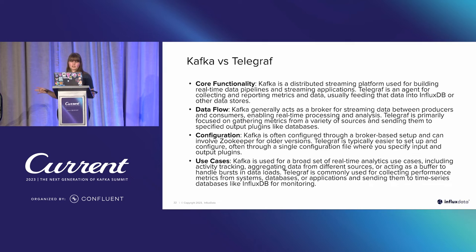Telegraph is just an agent for collecting and reporting metrics and data. Usually, like I said, it does feed into InfluxDB or other time series databases. Kafka obviously can feed into a much, much wider place. It has a lot more sinks, as you might call them, and also a lot more sources. I will say that Telegraph doesn't have that many output plugins, maybe 30 to 50, versus Kafka, which probably has endless sources it could go from. I think Confluent at least has like 50 alone and probably more.